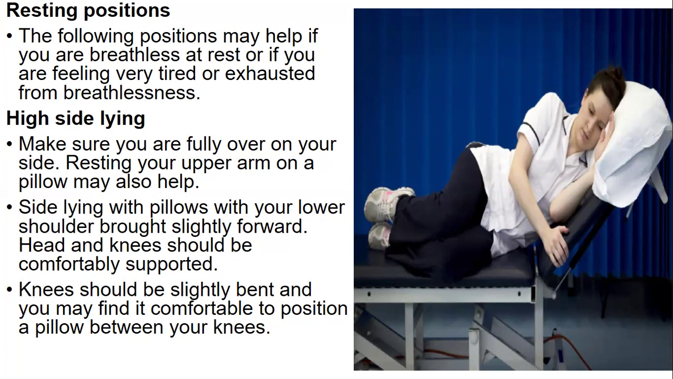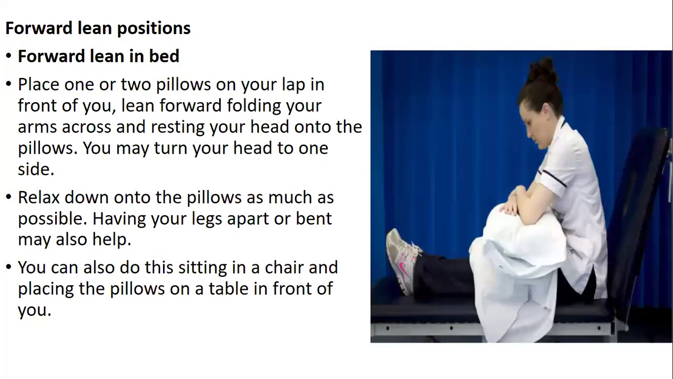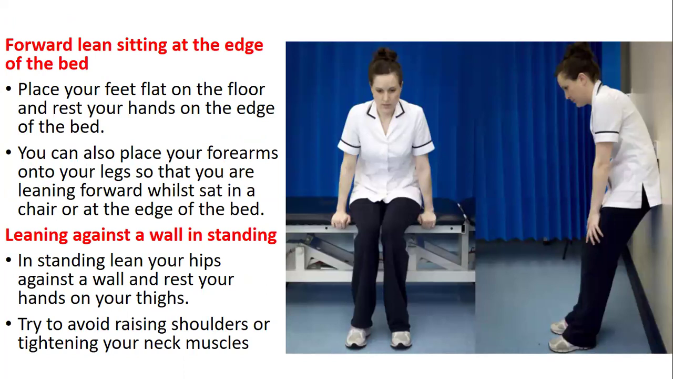Okay, so these positions include the positions that we can see on the picture here, of which their descriptions are on the side. So the patient can be in high side lying, which is as we can see on the picture there, or they can be in forward lean position, where you give them the pillow and relax like that. Forward lean sitting at the edge of the bed and leaning against the wall while standing. So depending on the situation in which you are found, this can be done at whichever point.